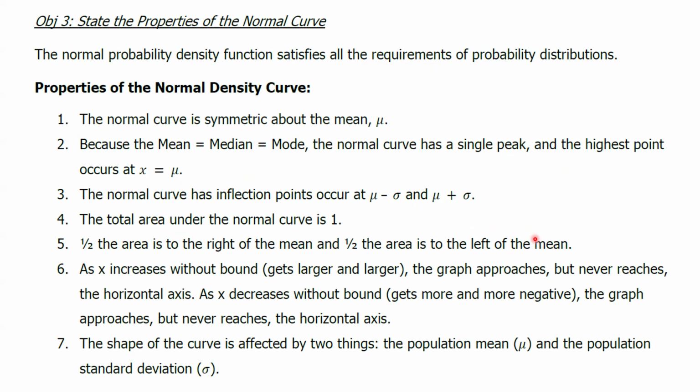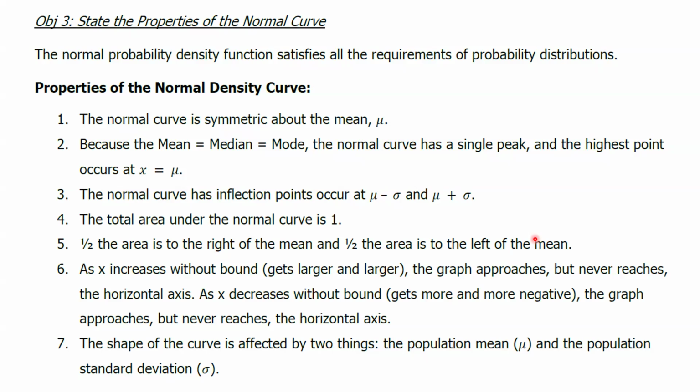Objective 3, state the properties of the normal curve. So the normal probability density function satisfies all the requirements of probability distributions. So here are the properties that we need to keep in mind. So 1, the normal curve is symmetric about the mean. That means the mean is going to be our line of symmetry.